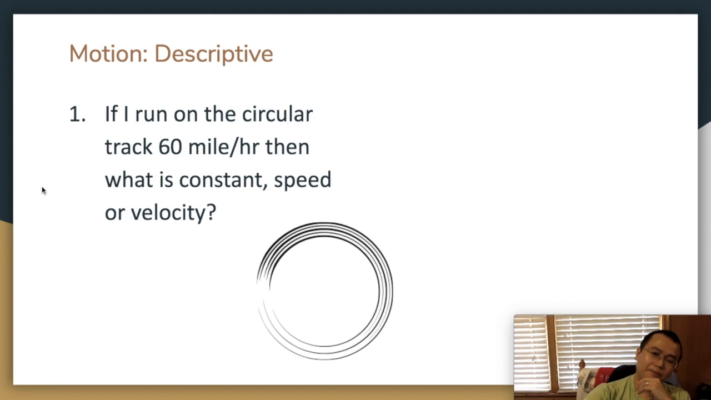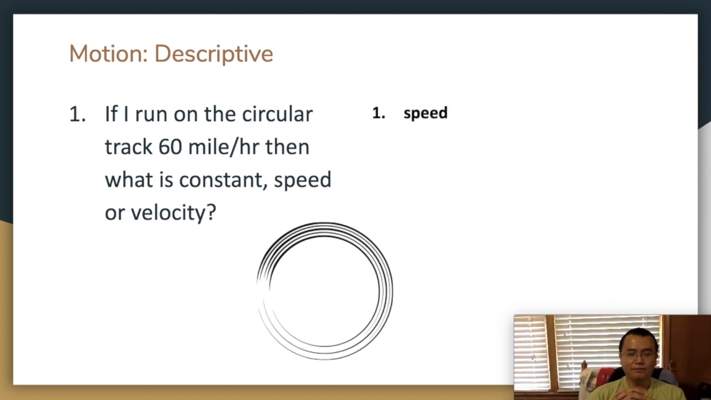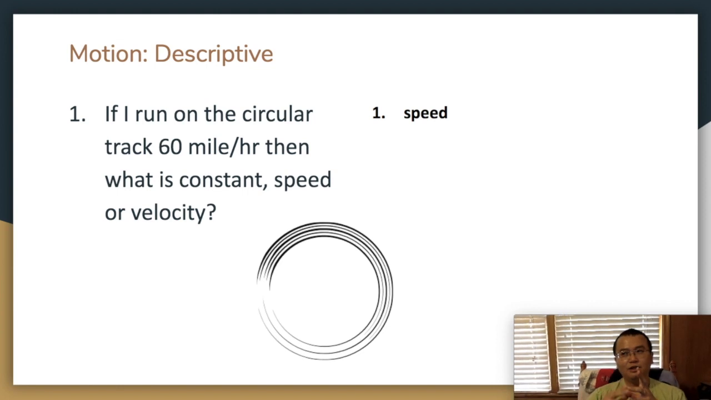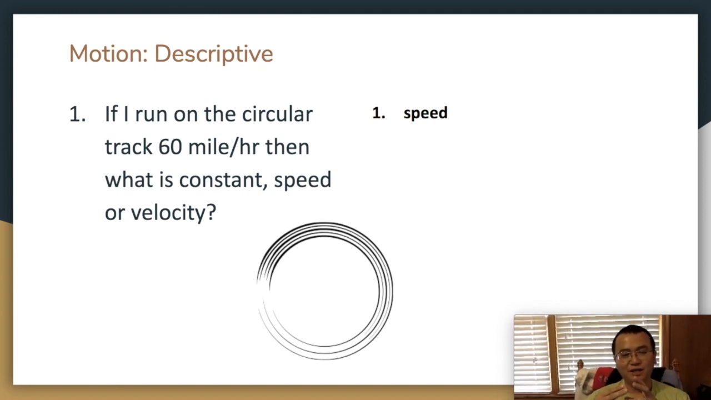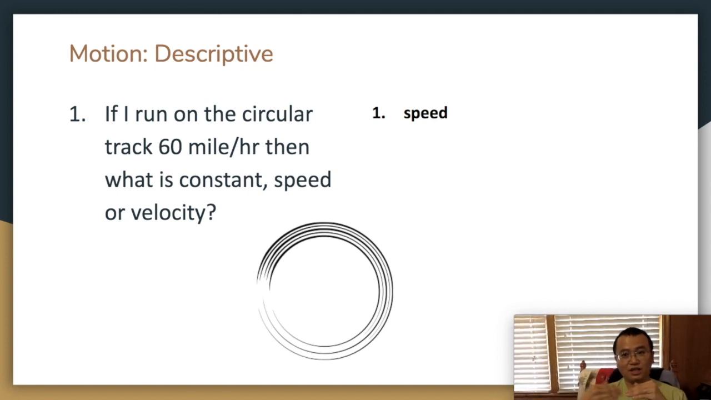The thing that is constant is the speed. Why? Because velocity is a combination of both speed and direction. As you know here, the speed might be 60 miles per hour, but the direction is constantly changing. So therefore, the velocity is not constant because the direction keeps changing.